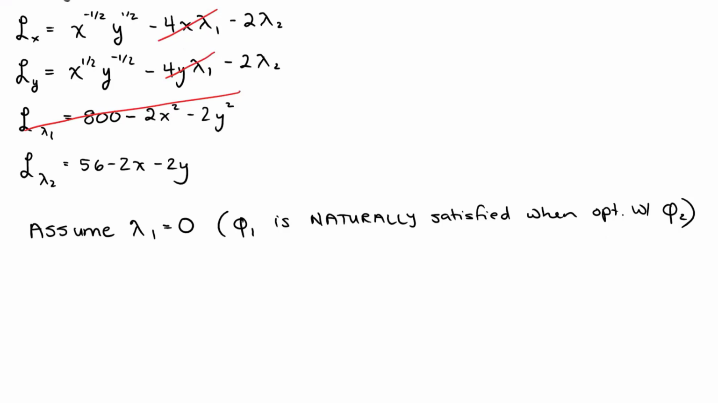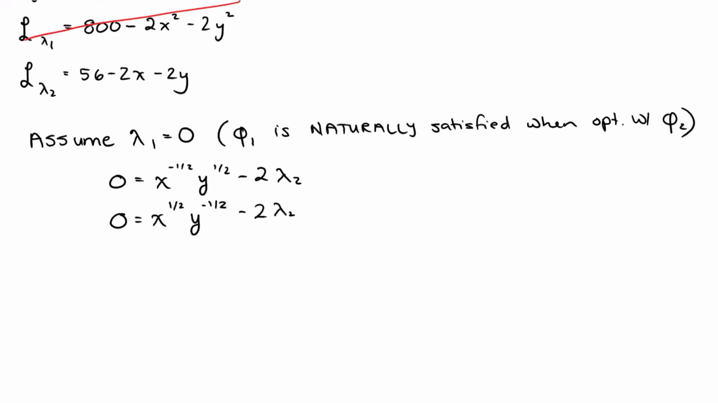So setting these derivatives to be equal to 0, I have 0 is equal to x to the power of negative half, y to the power of half, minus 2 lambda 2. I have 0 is equal to x to the power of half, y to the power of negative half, minus 2 lambda 2. And I have 0 is equal to 56 minus 2x minus 2y.